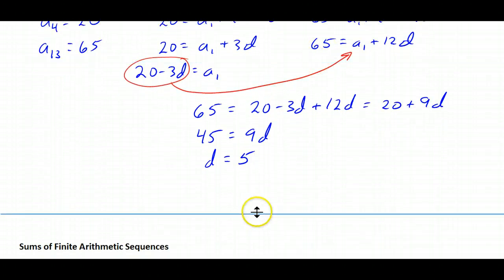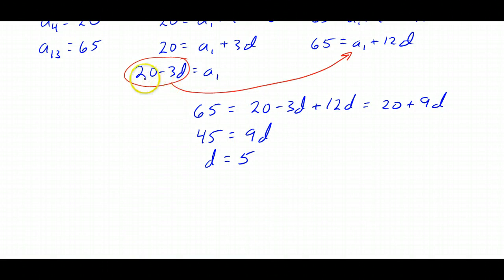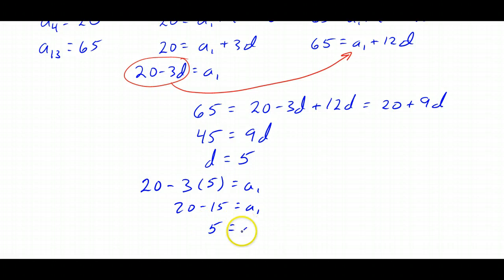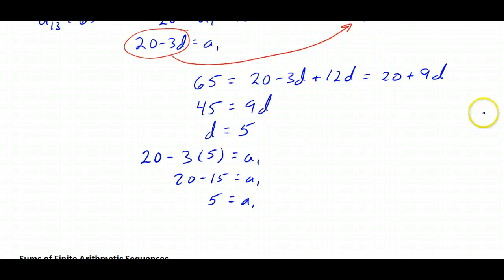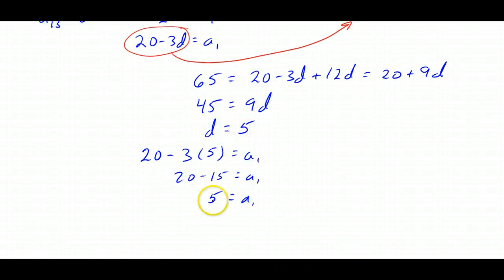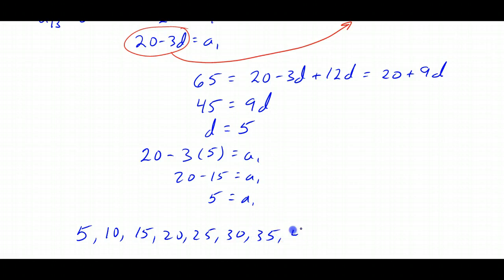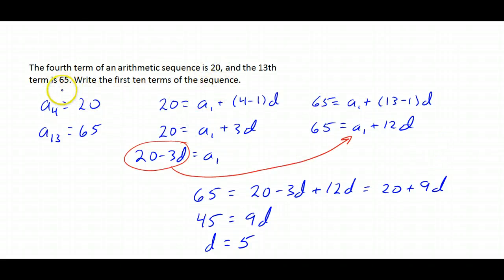All right, so now we know d. Let's get a sub 1. Remember that 20 minus 3d is a sub 1. So 20 minus 3 times 5 is a sub 1, so 20 minus 15 is a sub 1. So a sub 1 is 5. Now we're ready to get our sequence. All we need to do is start with a sub 1 and add our common difference 10 times. So we're going to get 5, 10, 15, 20, 25, 30, 35, 40, 45, 50. And there are the first 10 terms of the sequence whose fourth term is 20 and the 13th term is 65.